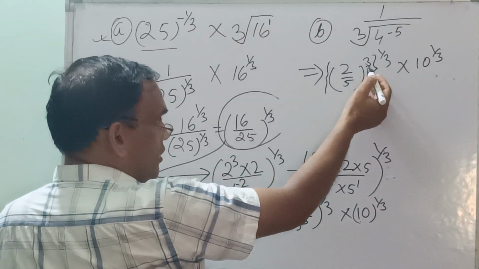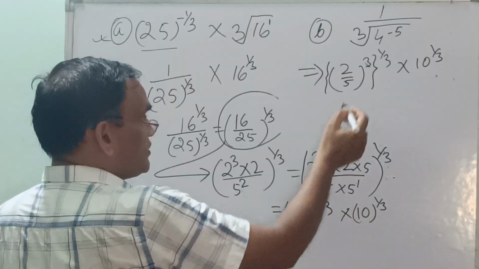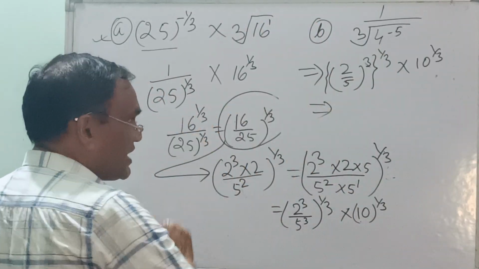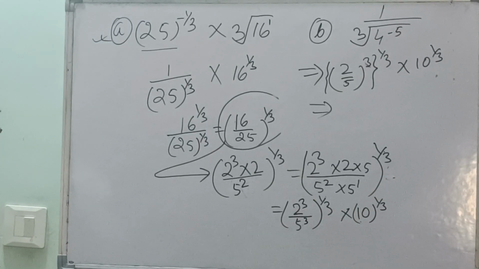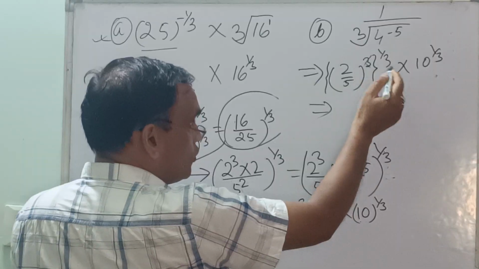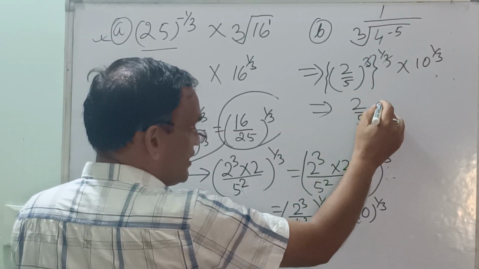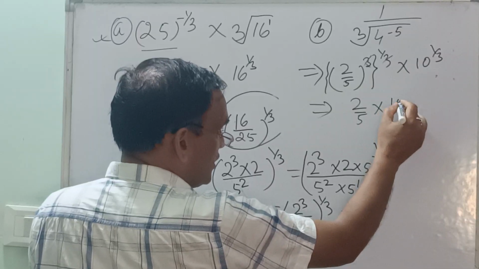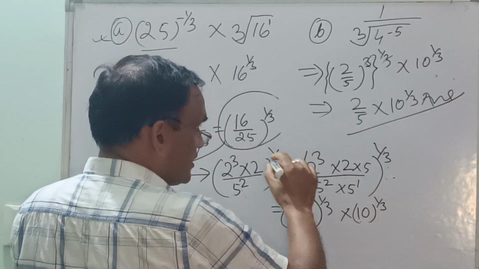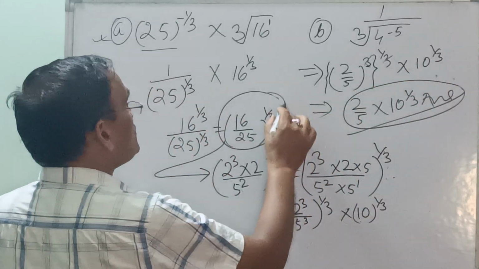So I have written as a common power 3, and this 1 by 3 is the previous power. The same thing I have written here. There is no issue at all. Now with this we have got the answer. What answer we have got? So 3, because the power is multiplied, this 3 is cancelled, so 2 upon 5, again 10 to the power 1 upon 3. This is your answer. So we have got these two answers, this and this.